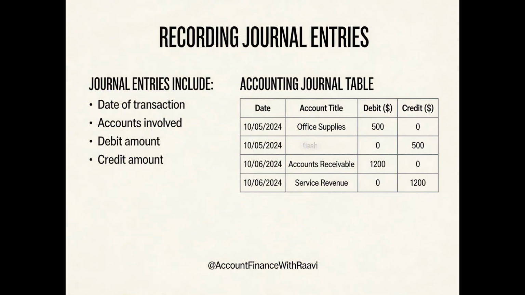Normally the proforma of the journal includes date, particulars, debit and credit. We always record the journal entries in chronological order, that is, date-wise. Here we put the date of the transaction and the accounts involved, either debit or credit.